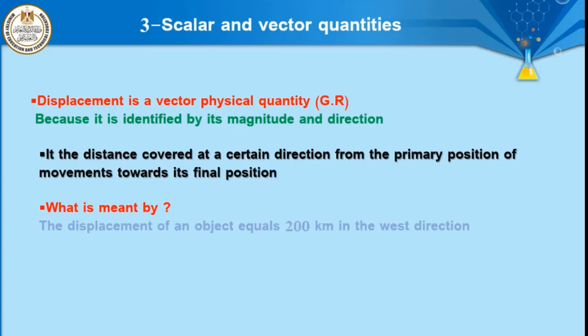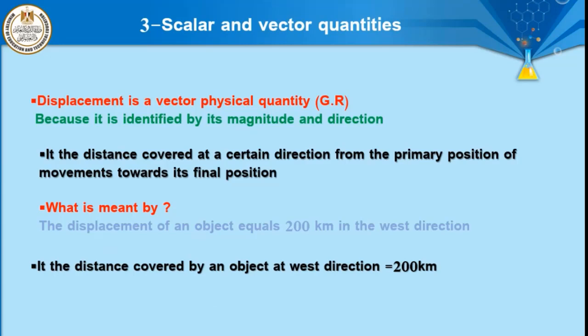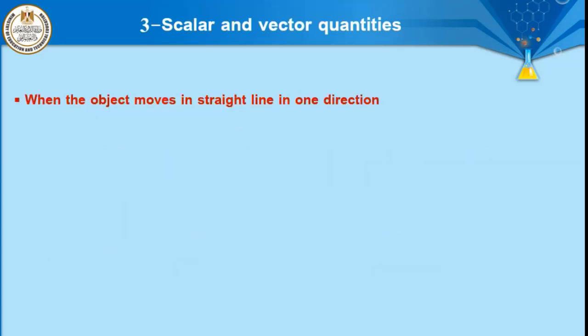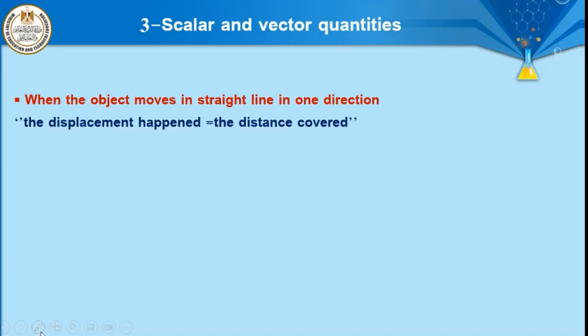What is meant by: the displacement of an object equals 200 kilometers in the west direction? This means that the distance covered by the object in the west direction equals 200 kilometers. When the object moves in a straight line in one direction, the displacement equals the distance covered. For example, when it covers a distance from A to B in the same direction, the displacement covered by the object equals the distance.